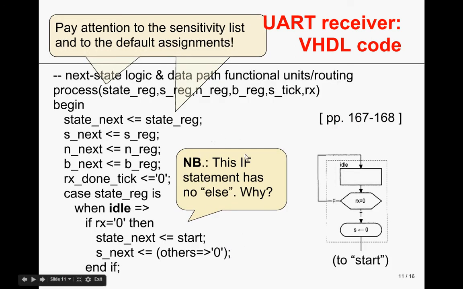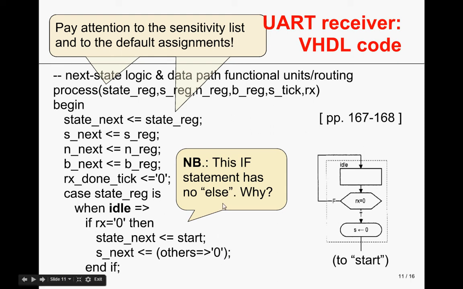The next state logic and data path functionality in its routing are defined using a process, and I invite you to pay attention to the sensitivity list and to the default assignments that are just those that we expect to find here, namely in terms of the next state, which by default takes the value of the current state. The same happening with the two counters, the sampling ticks and the number of data bits. The same happens with the deserializer, and finally the Moore output called received on tick is set to 0. And now what we have left in VHDL code for this slide is the representation of the idle state, and it is a very straightforward translation from the ASMD box to the VHDL code.